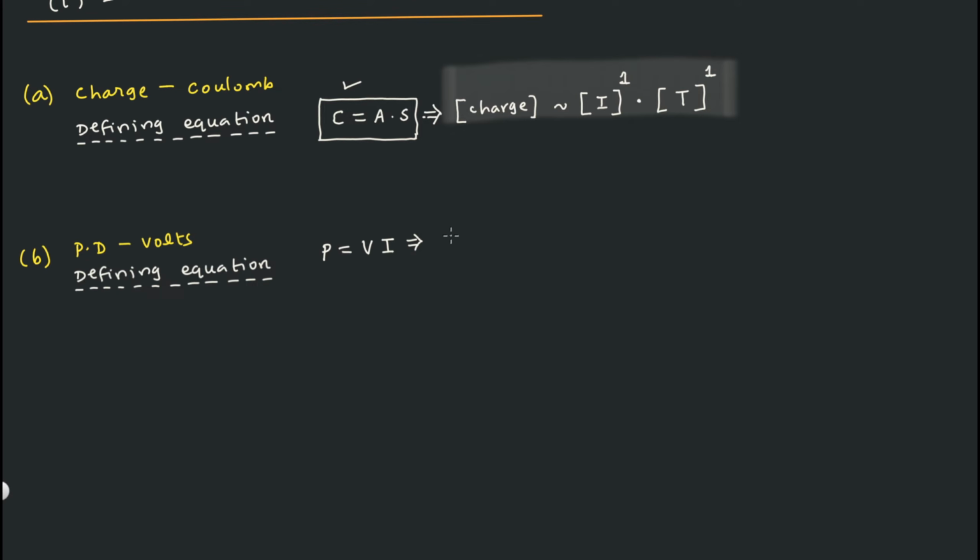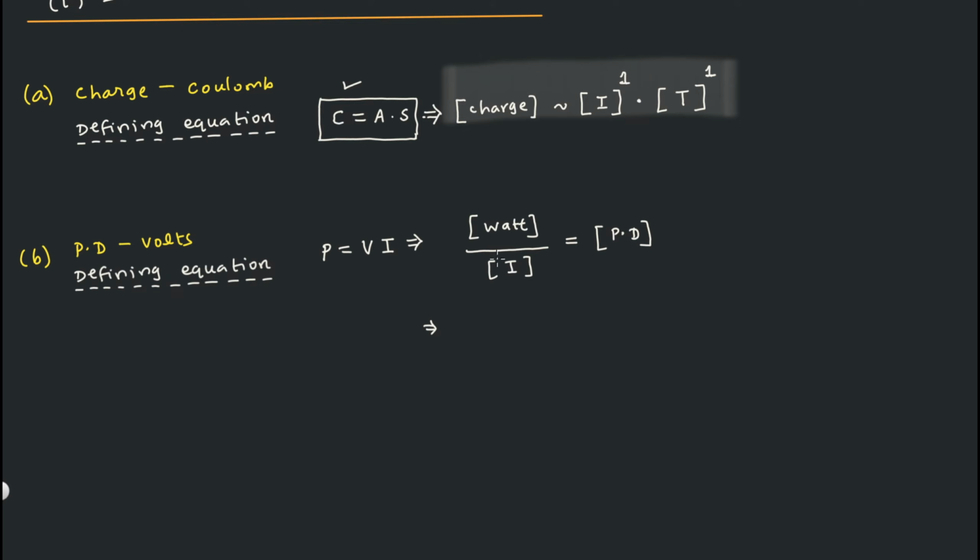Okay, so P equal to VI, where P is power. So you have to write down the dimensions of watts. P means power, so I am writing watt. Then we need voltage, therefore this has to be divided by the dimensions of the current I. If you do that, then I must be getting the dimensions of the potential difference. I'll write PD for the potential difference. And this is what you have to simplify.